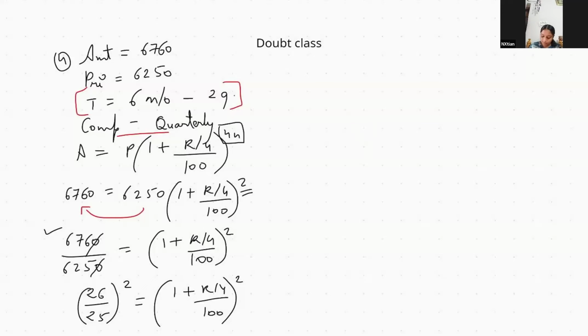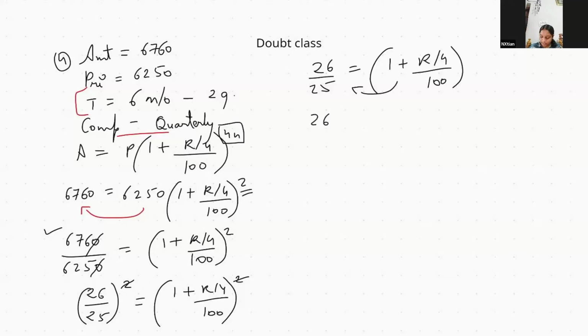Okay, so yeah, I was explaining 26 by 25 whole square 2. Now you can cancel them, 2 and 2. So it becomes 26 by 25. 26 by 25 equals 1 plus r by 4 by 100. So 1, I can take on this side, because variables on one side and numbers on the other. So 26 by 25 minus 1 equals r by 4 by 100. Okay, so take LCM and subtract it.